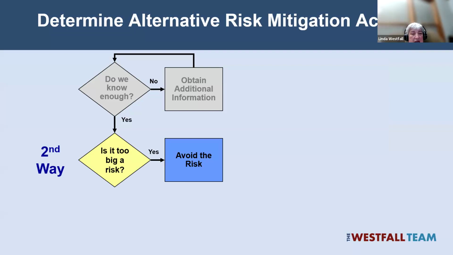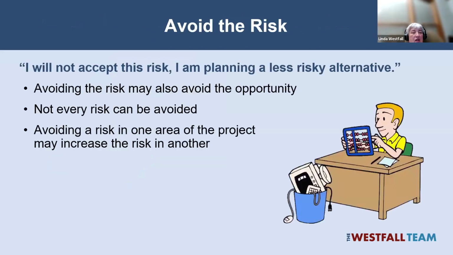The second way to mitigate the risk is to just avoid it. None of you wanted to get out on that board for $50,000. The risk was just too big. You're going to do something else instead. So again, the risk is too big, so I'm going to do a less risky alternative or avoid it completely. Now, the problem with avoiding the risk is you also avoid the opportunity. If you don't get out on that board, you have no chance of winning the $50,000.